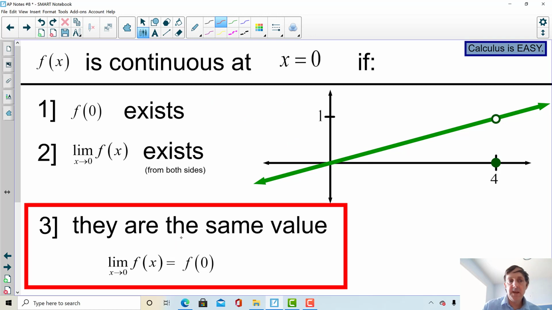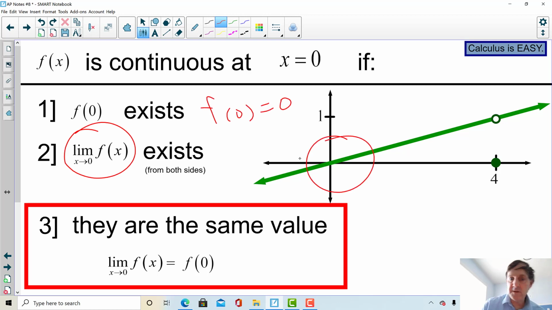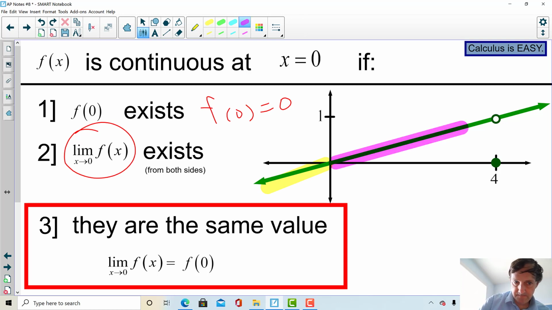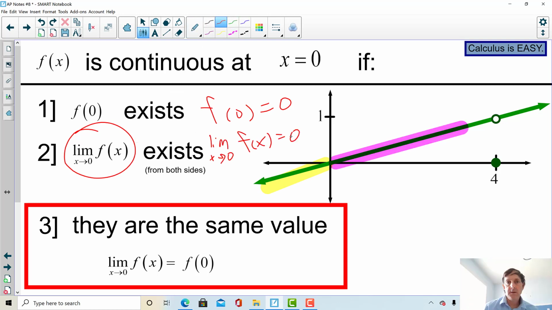What about if we take the same function and we do the limit as x goes to 0? First thing, does f of 0 exist? Yeah, it's 0. So we're looking at this region here. Does the limit as x goes to 0 of f of x exist? Yes. Limit from the left is 0. Limit from the right is 0. So that limit will equal 0.